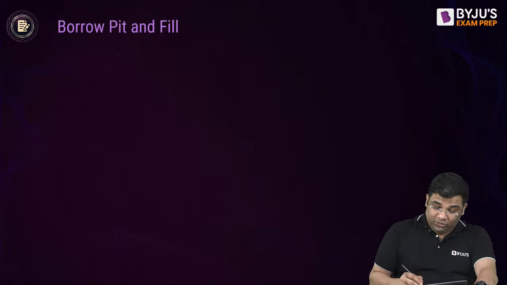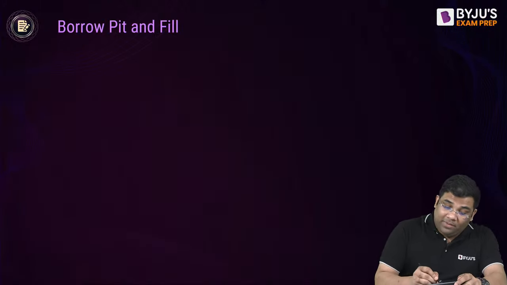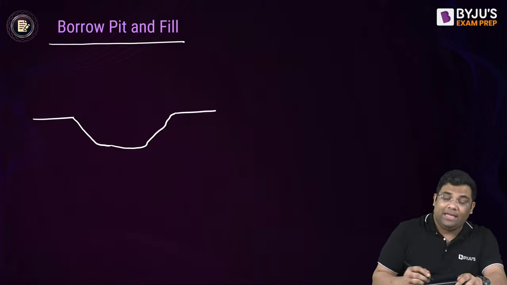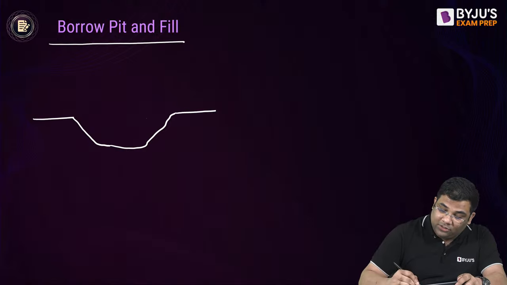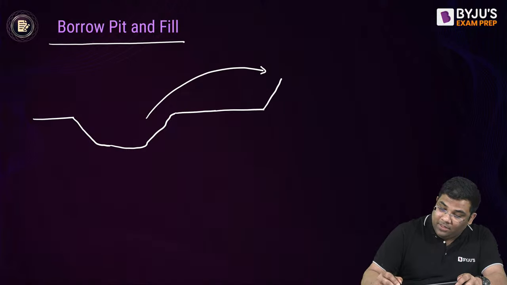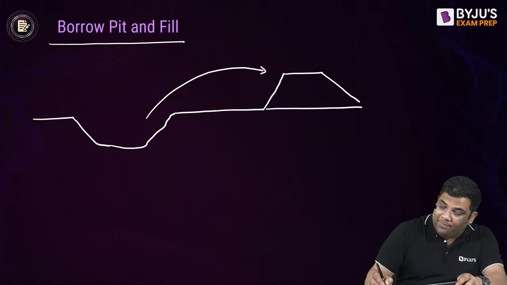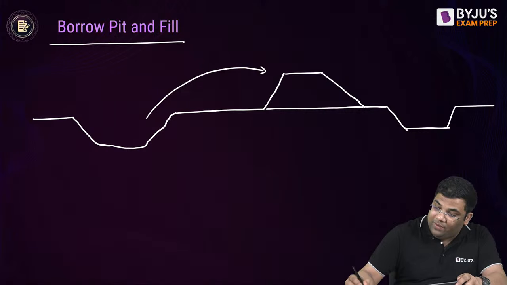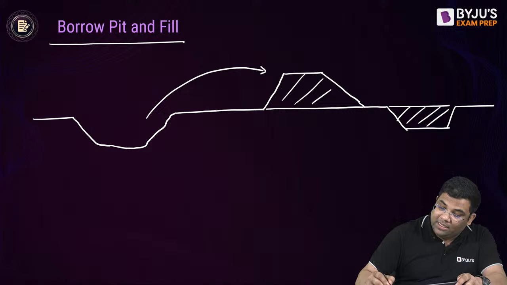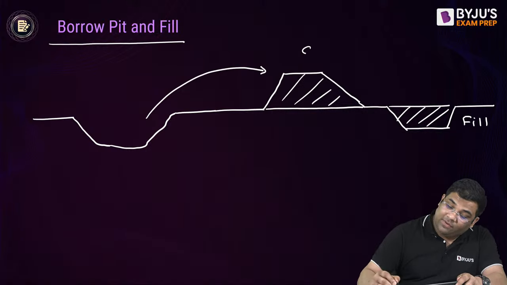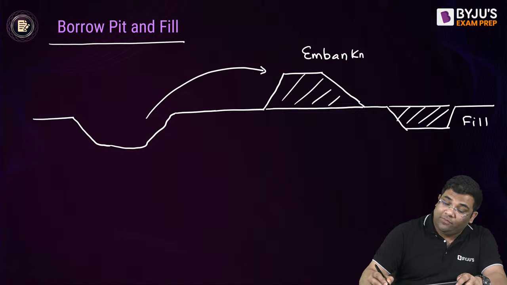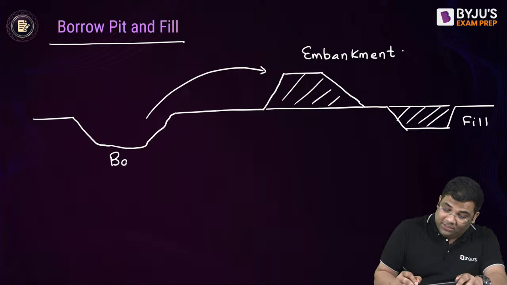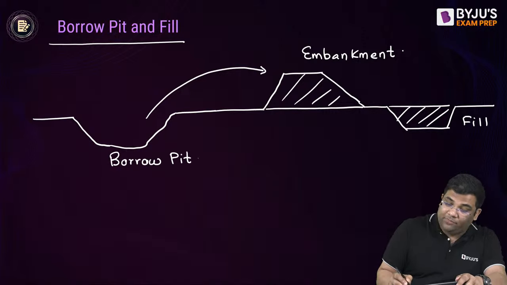Okay. Now, one major question they ask is from borrow pit. Okay. Borrow pit is what? Suppose we have dug a pit like this, and we have taken the soil out from here, and we have filled an area, suppose one field was there, or we have constructed an embankment. So if we have done this, this is what we can say is the borrow pit. Why is it called borrow pit? Because we have borrowed soil from it. It's a pit from which we have borrowed the soil.